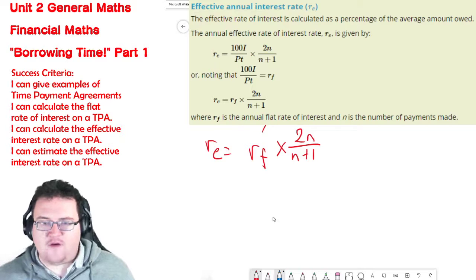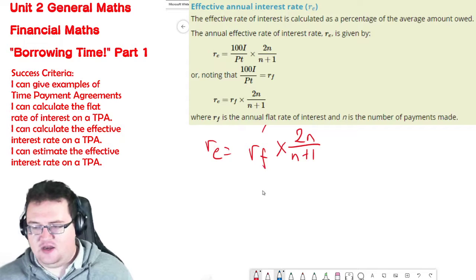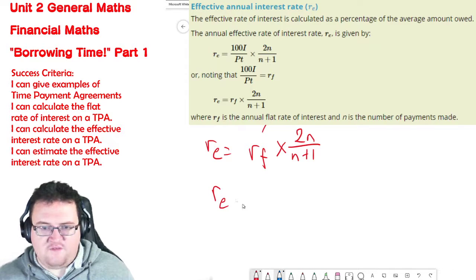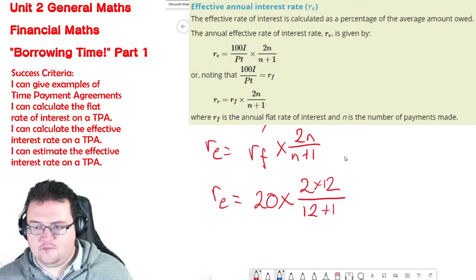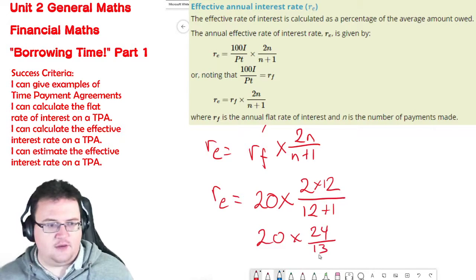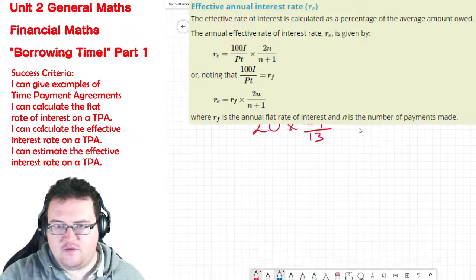So, if I'm making payments every month for a year, how many payments will I have made? 12. So in this case, the effective rate of interest is equal to the flat rate of 20 multiplied by 2 times 12 divided by 12 plus 1. So that means it's going to be equal to 20 times 24 over 13. And what is 20 times 24 over 13?